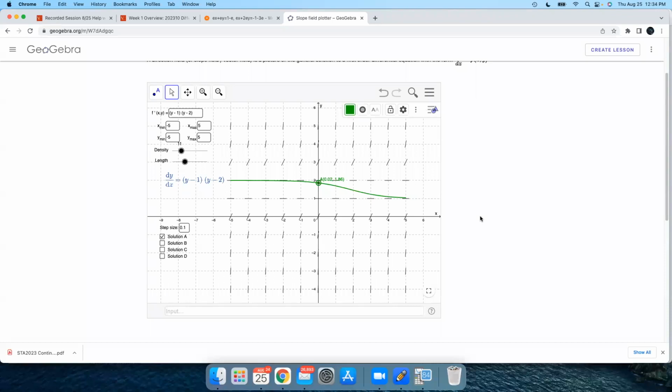Okay, that's about all we're going to do with autonomous DEs. I didn't even bother making a lecture video about them. I just figured I would cover it here in this homework problem. So don't stress about all this. I've literally covered everything about autonomous DEs and stable and unstable equilibria right there in this video. That's all we're ever going to talk about it.